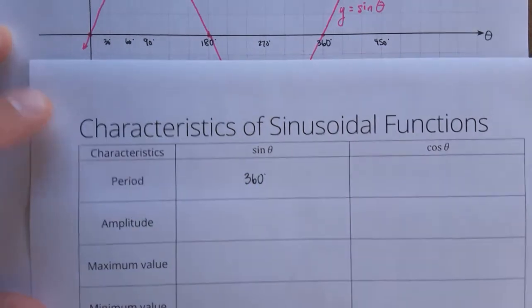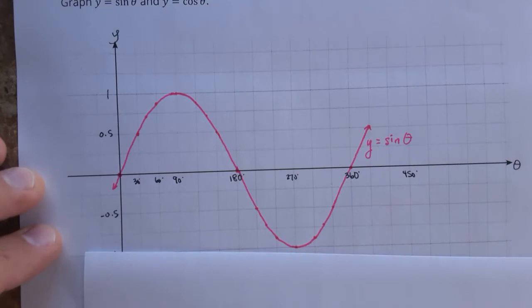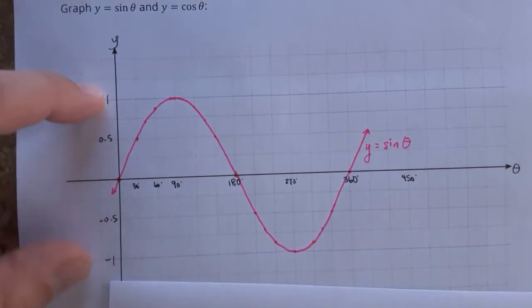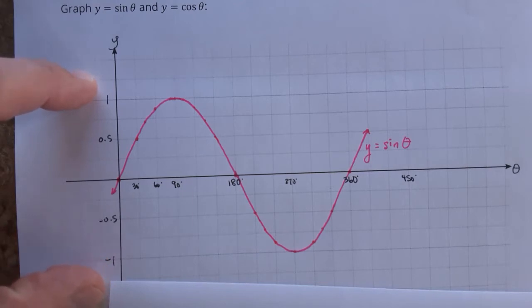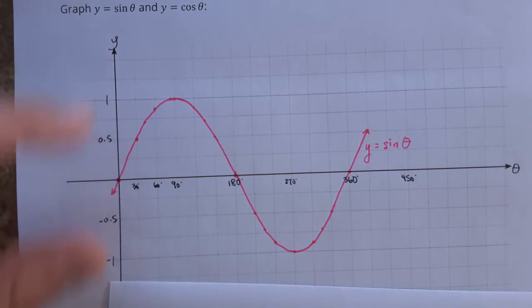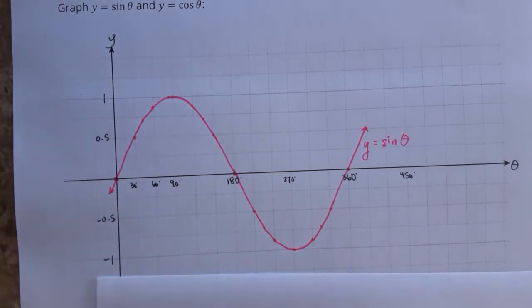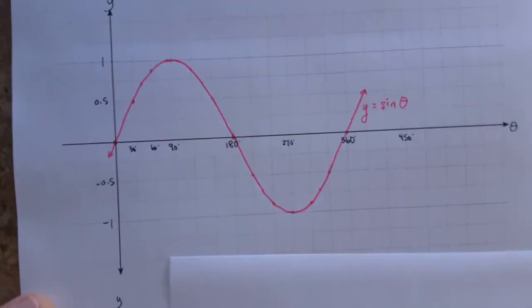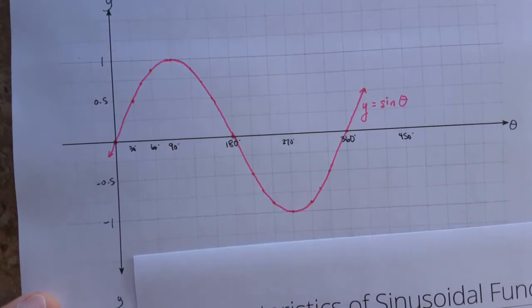So I'm looking at the sine function to begin with. The amplitude, it goes from -1 to +1, so that's the range of it. The amplitude is half of that distance, or the distance from the center up to 1. So the amplitude is only 1. The maximum value is 1, and the minimum value is -1. So let me show you that.